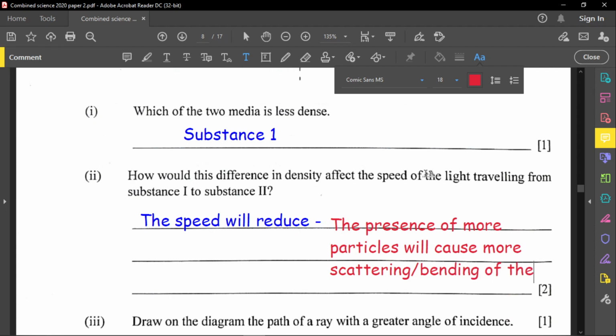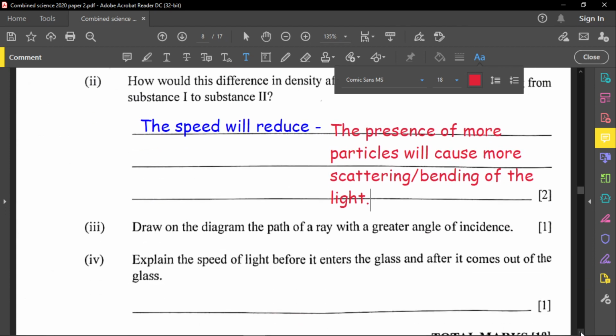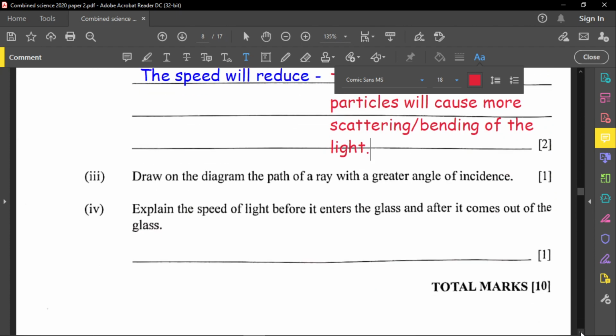In other words, the particles are bombarding the light, and so the light will travel slower. One point to note though, the energy in the light will be the same. But the light will have a more difficult time passing through the particles because you have more particles there. That's why light will travel faster in a vacuum, right?